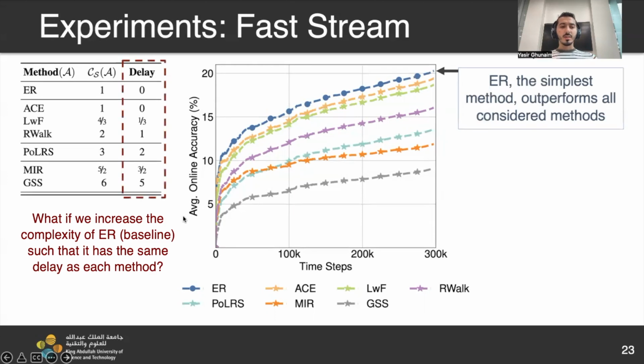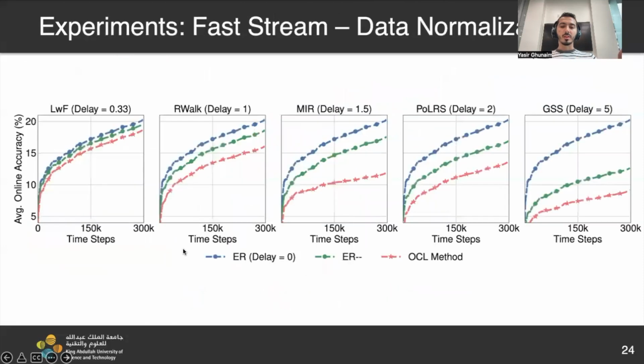Now, another experiment that we were interested in is what if we increase the complexity of the baseline ER such that it has the same delay as each method. So we perform additional gradient steps for ER so that it matches the delay. We call this ER++, which matches the complexity of each corresponding OCL method. And we see that even when all are subject to the same delay, still ER is better than other methods.